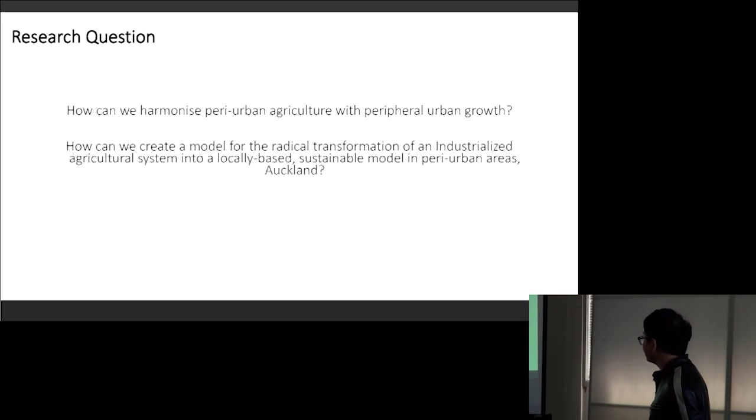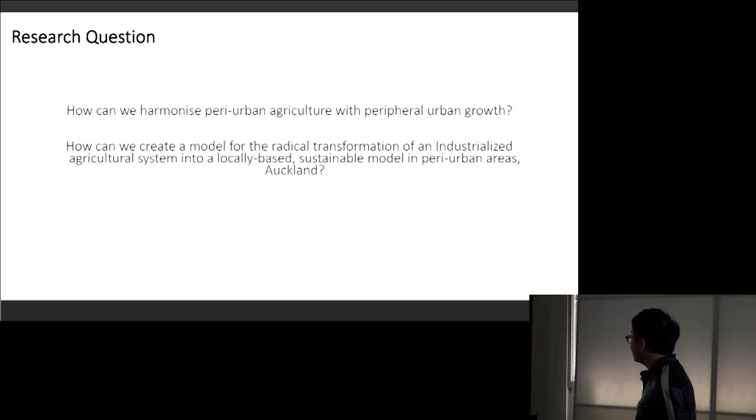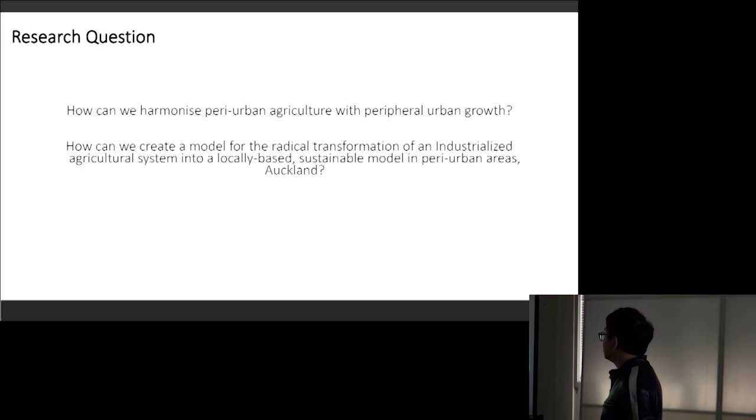Agriculture system into a locally based sustainable model in the peri-urban area, Auckland.